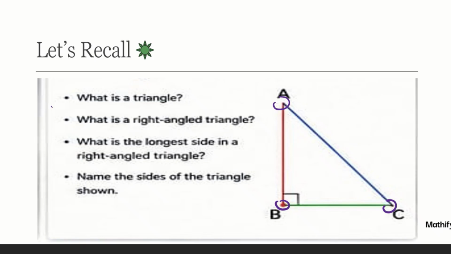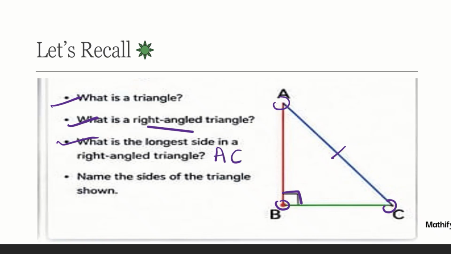Now what is a right angle triangle? A right angle triangle is a triangle in which exactly one interior angle measures 90 degrees. Here you can see this angle ABC. Angle ABC measures how much? 90 degrees. So that means this is a right angle triangle. What is the longest side in a right angle triangle? The side opposite to the 90 degree angle is always the longest side. So which side is opposite to this 90 degree angle? This side. Side AC is the longest side.